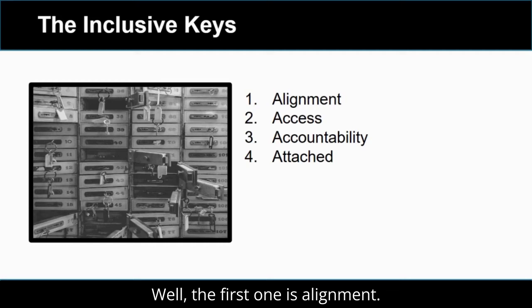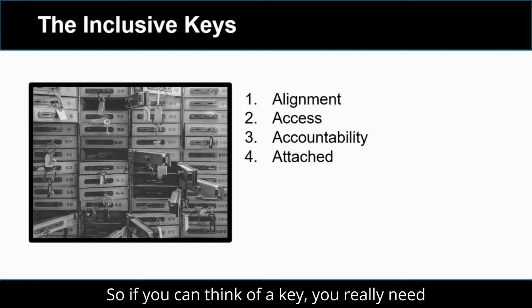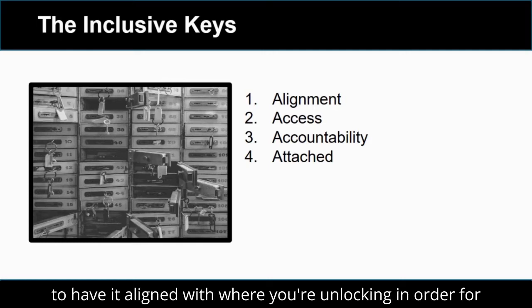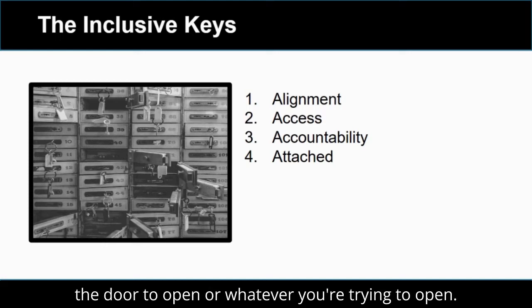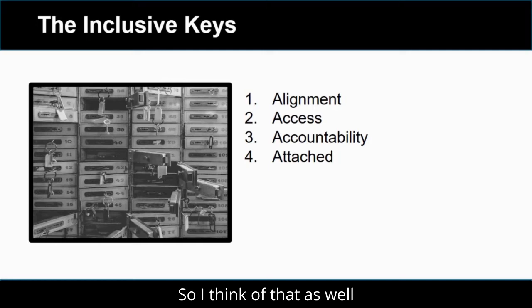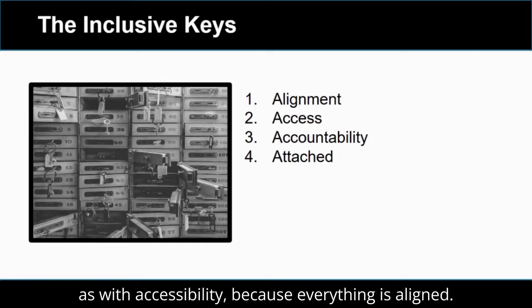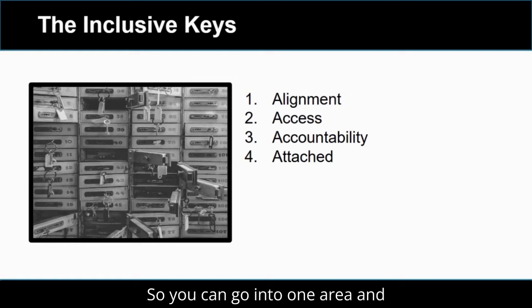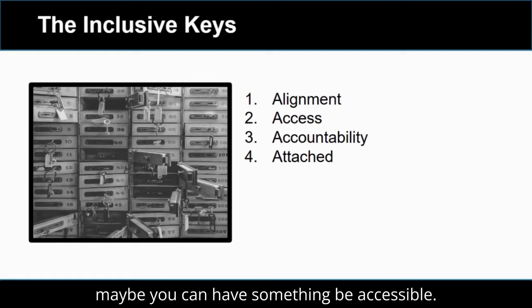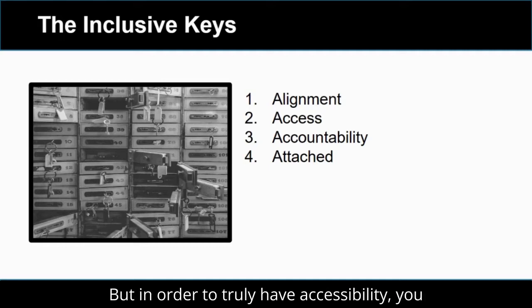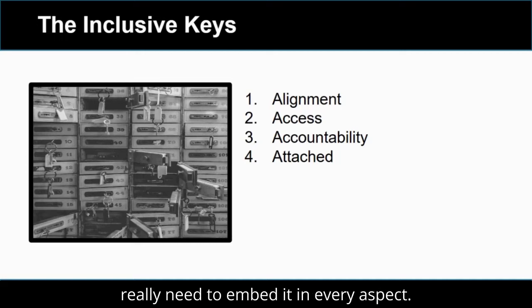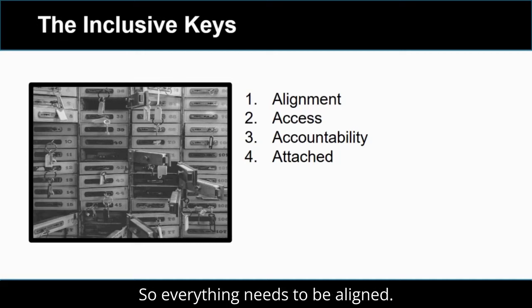Well, the first one is alignment. If you think of a key, you really need to have it aligned with where you're unlocking in order for the door to open, or whatever you're trying to open. I think of that with accessibility as well, because everything is aligned. You can go into one area and maybe have something be accessible, but in order to truly have accessibility, you really need it embedded in every aspect. So everything needs to be aligned.